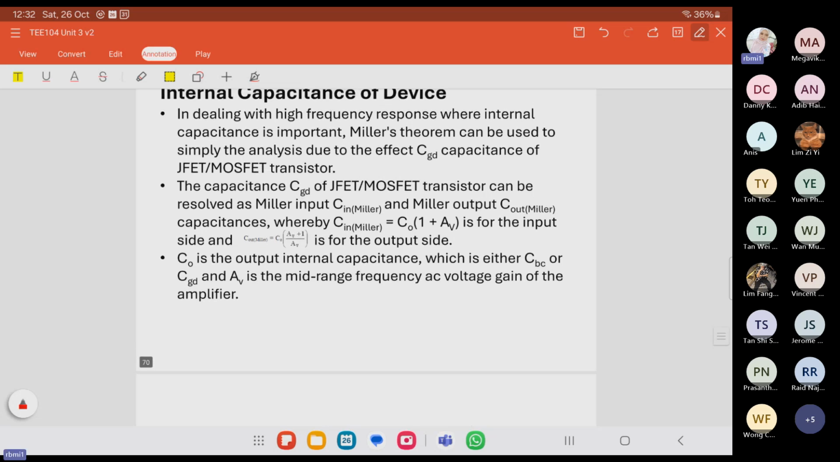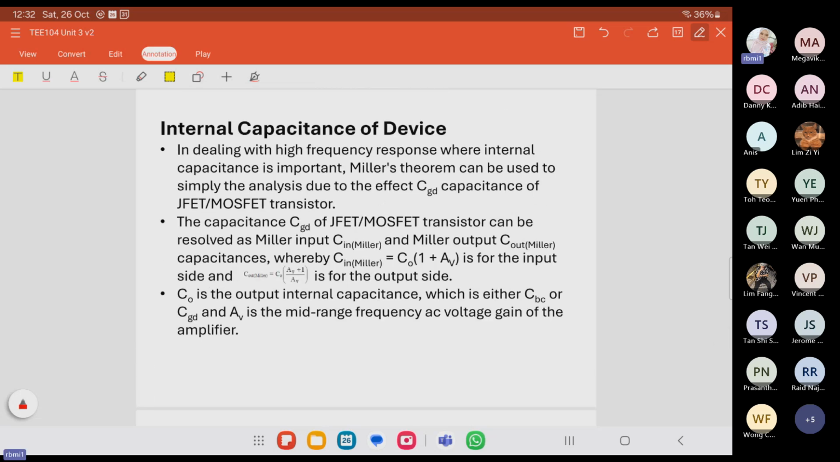Now we have to take into consideration CGD and CDS. In dealing with high frequency response where internal capacitance is important, we should use Miller's theorem to simplify the analysis due to CGD for the JFET and MOSFET. So we have C in Miller and C out Miller. This is C in Miller for the input side, and C out Miller for the output side. C out is the output internal capacitance, which is either CBC or CGD.